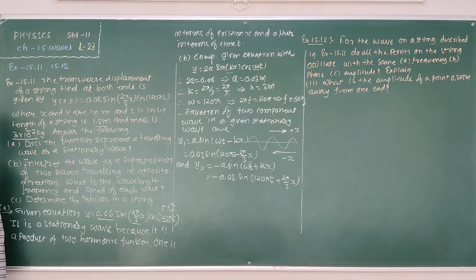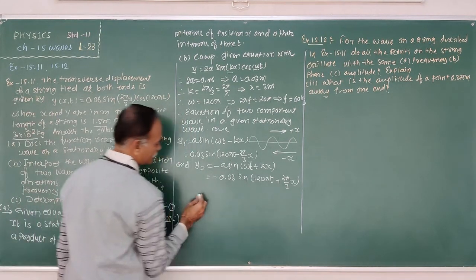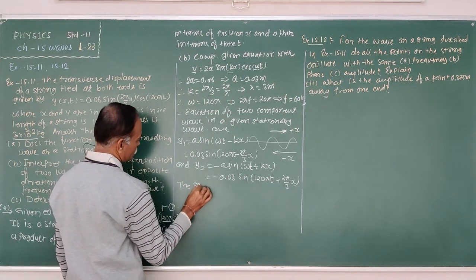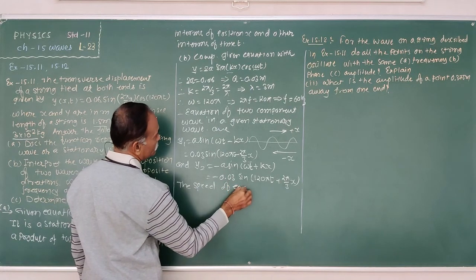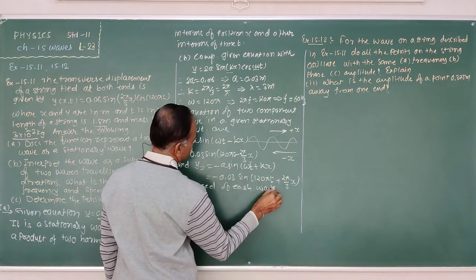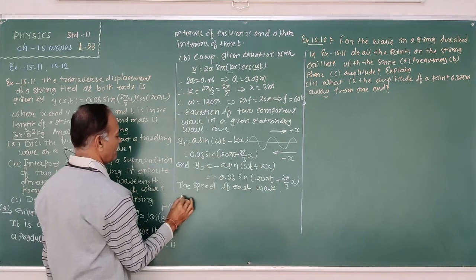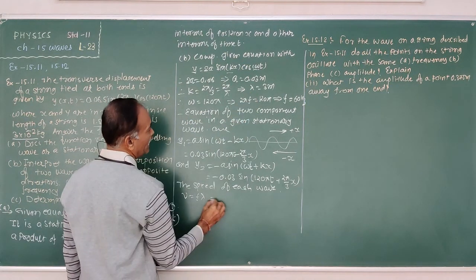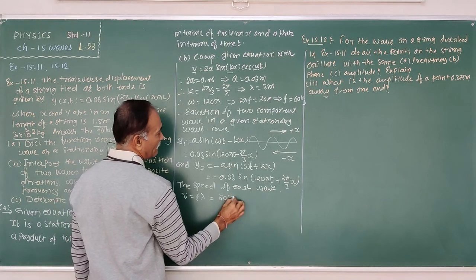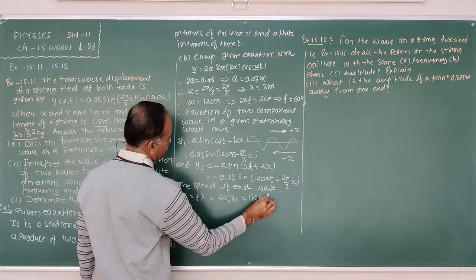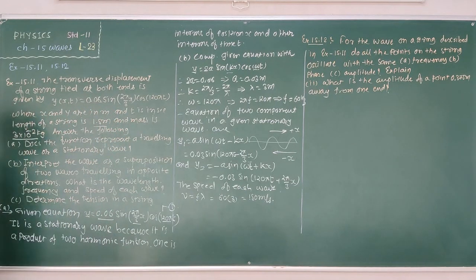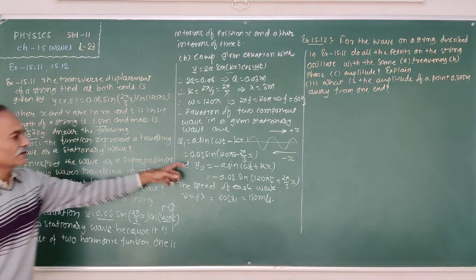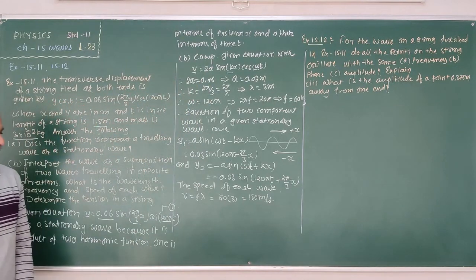Now we are also interested to find out the speed of each wave. Therefore, we know that v is equal to f lambda. F and lambda we already found: f is equal to 60 and lambda is 3. Therefore, 180 meter per second. That is the speed of both waves. Due to the superposition of these two waves, we obtain the given stationary wave.